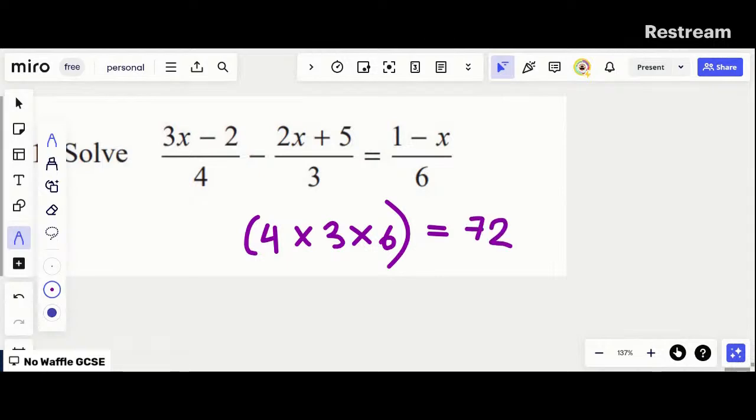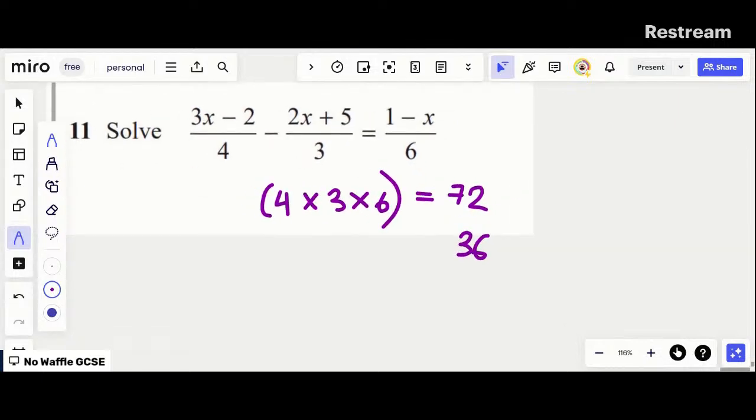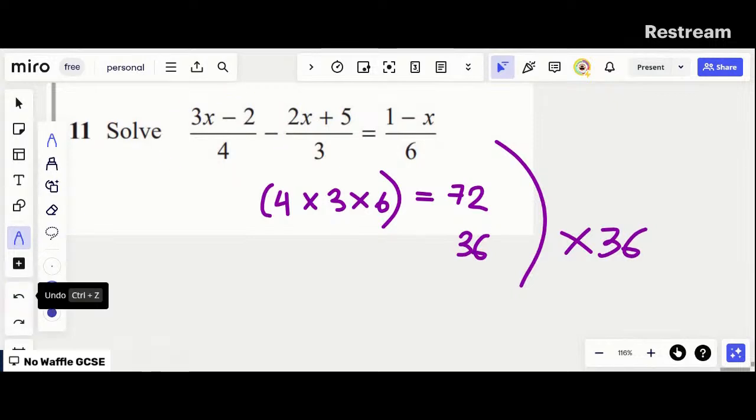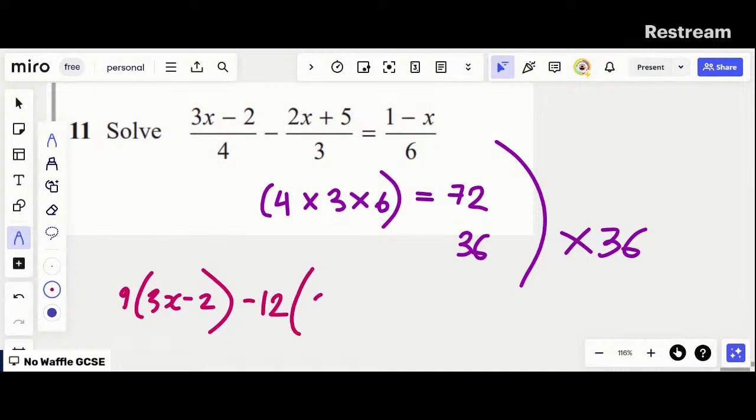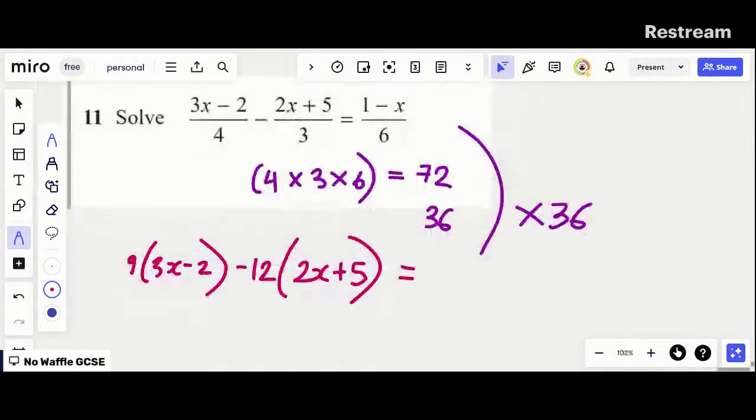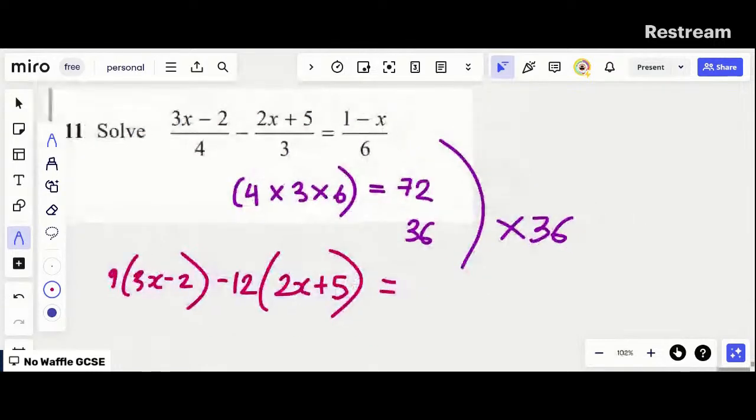Well, we know that 72 divided by 2 is 36, and 36 is divisible by all of the values. So let's start by multiplying everything by 36. For the first fraction, because it's divisible by 4, you end up only multiplying it by 9. So you've got 9 times 3x minus 2. For the second fraction, since that's divisible by 3, you multiply it by 12. And for the fraction on the other side of the equal sign, you're multiplying it only by 6 because 36 divided by 6 is 6.